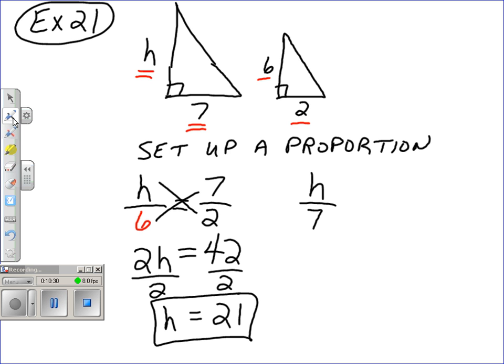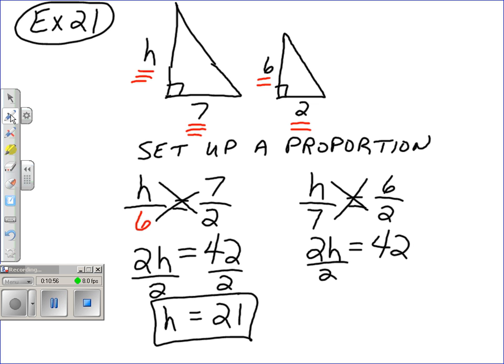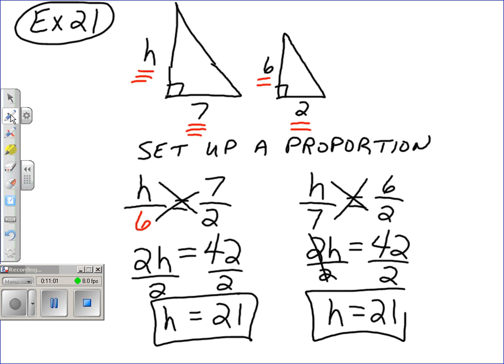H over 7, or h is related to 7, just like, now we go to the right triangle and we do the exact same pattern. Since we went from the h to the 7, we're going to go from the 6 to the 2 in that order. We have to go in the same order as we did on the first one. So I'm going to do 6 over 2. We're back to cross multiplying. We get 2h equals 42, and the same thing happens, and we get the same answer. So h equals 21. So there are two different ways of getting the exact same answer. You just have to follow the same pattern every time.